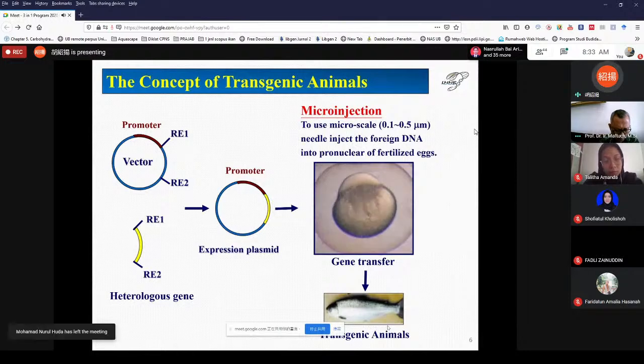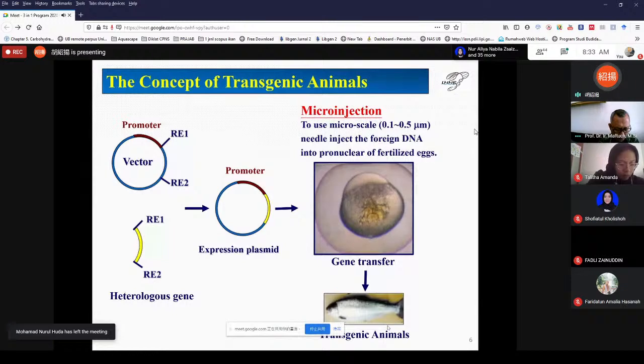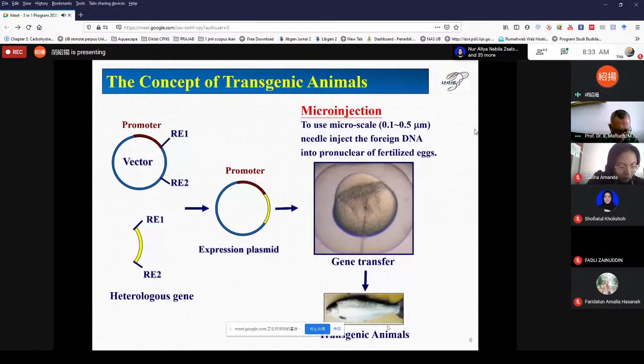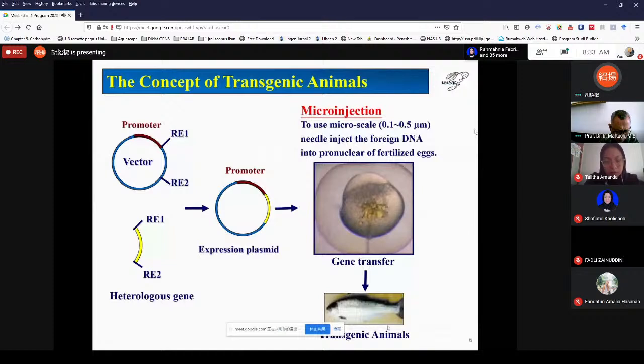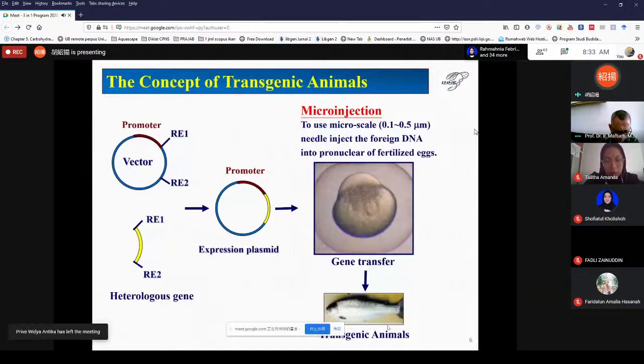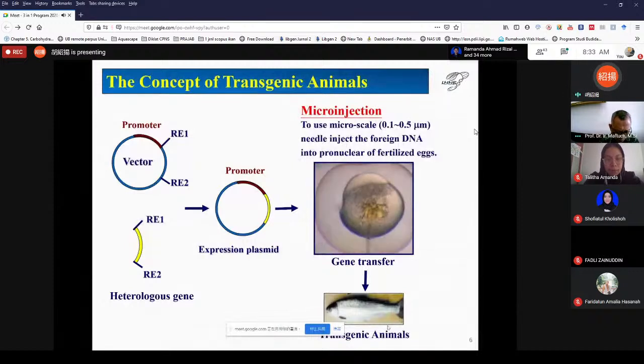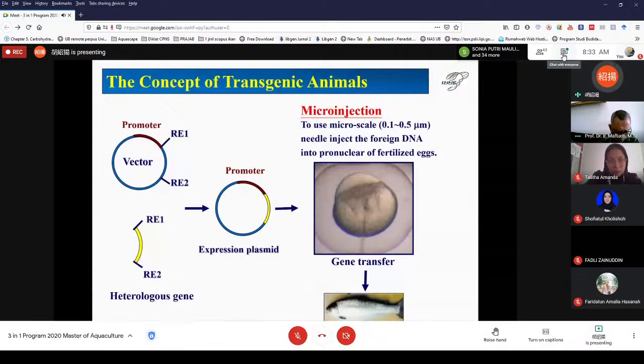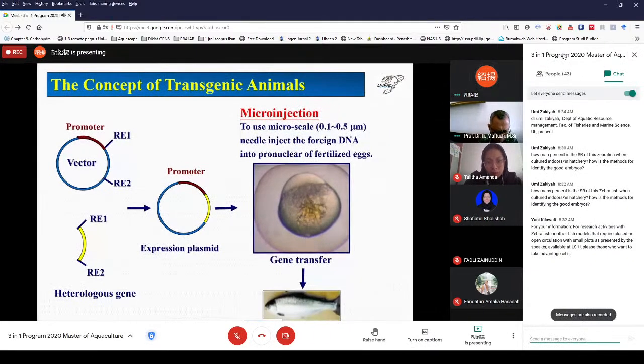When we call it a transgenic fish, it means, first, the expression plasmid integrates into the genomic DNA, and second, the expression cassette can be transmitted to the next generation. If the transgenic fish can perform these two things, we call it a transgenic animal. So remember, the first thing is the expression cassette integrates into the genomic DNA. Second, the expression cassette can be transmitted to the next offspring.